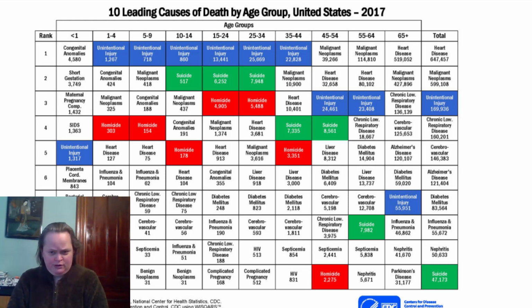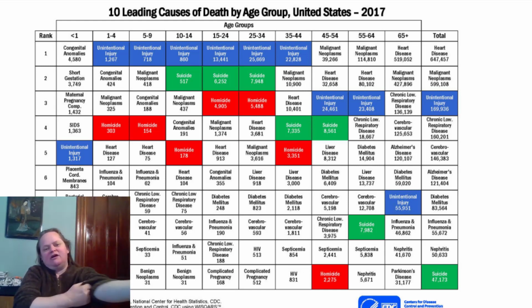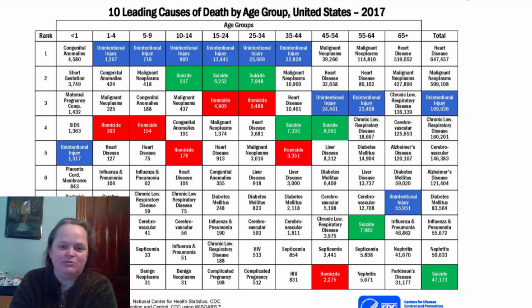So the blue boxes are death by unintentional injury. So that's accidental death. And you see it's the top cause of death for basically people under 45. I'm not going to include infant mortality. It has its own issues. So most of the causes of death, unfortunately, for younger people tend to be violent. So we have accidental death, we have death by suicide, and death by homicide.